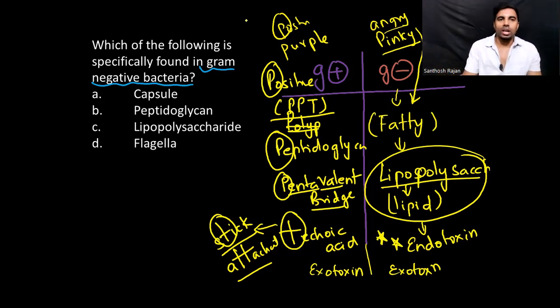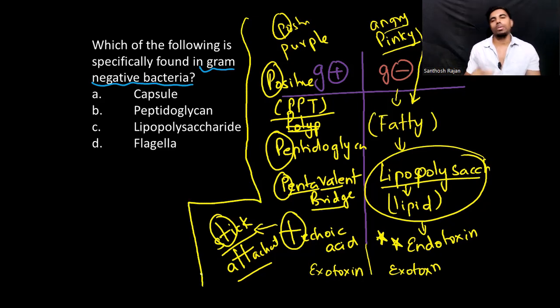Okay, that's done. What else do you need? This is the thing you have to remember. Very, very simple. So your answer here would be lipopolysaccharide, because capsule can come in both, flagella can also come in both. Peptidoglycan is very typical for gram positive. So my answer is lipopolysaccharide, negative. Very, very easy.